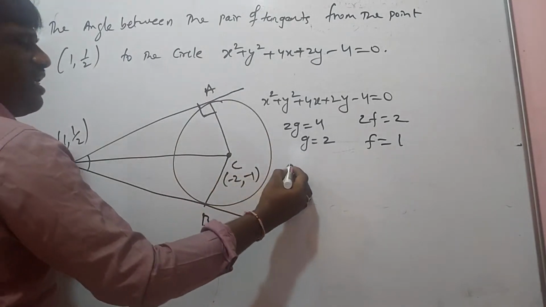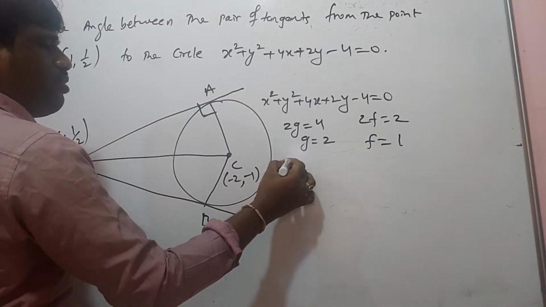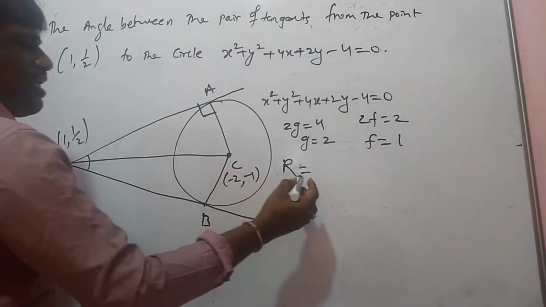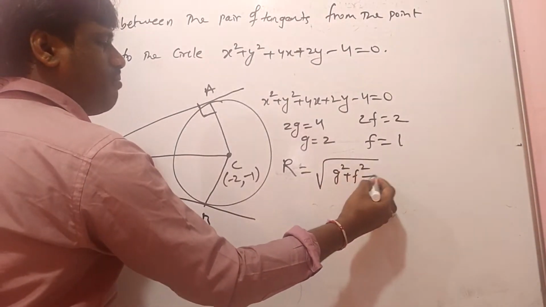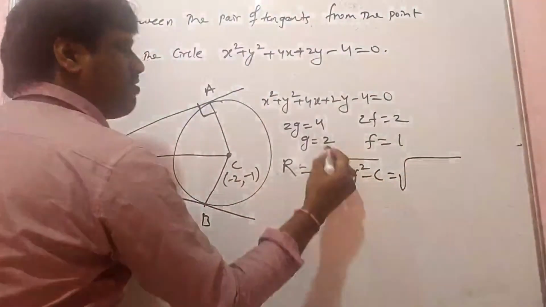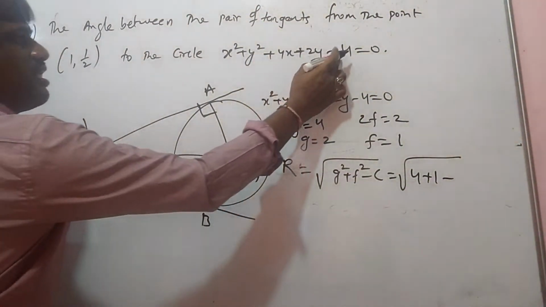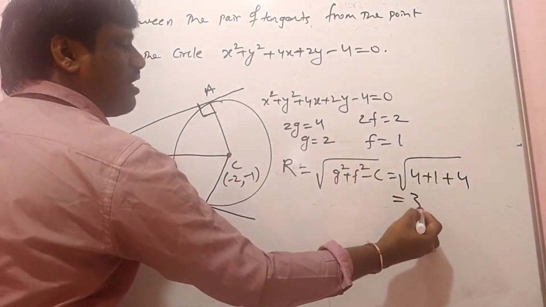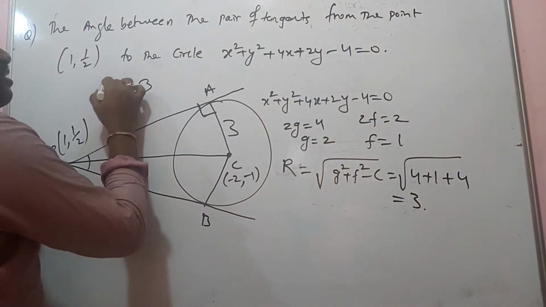What is the length of the radius? Radius is equal to capital R. Capital R is equal to the formula, under root of g square plus f square minus c. So square root of g square is 4, f square is 1, minus c, the value is here minus 4. So minus minus 4, that is root 9, value is 3. So capital R I got is 3.